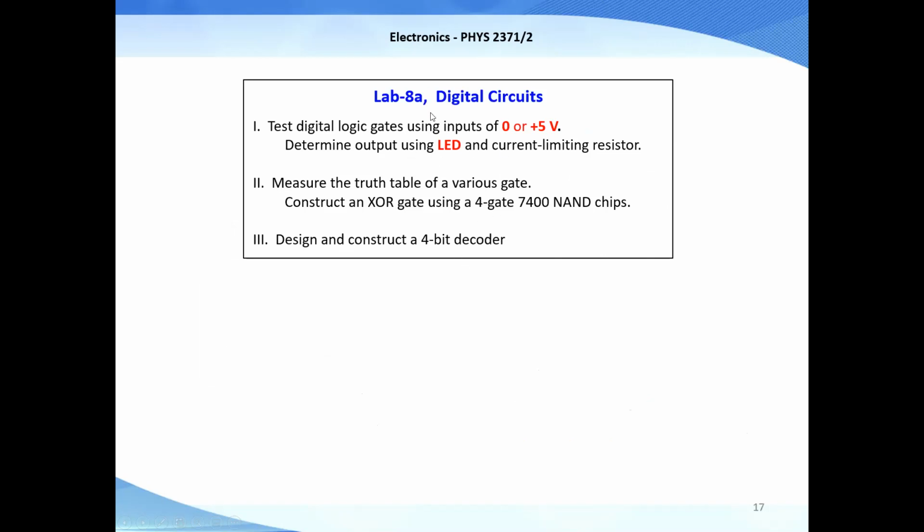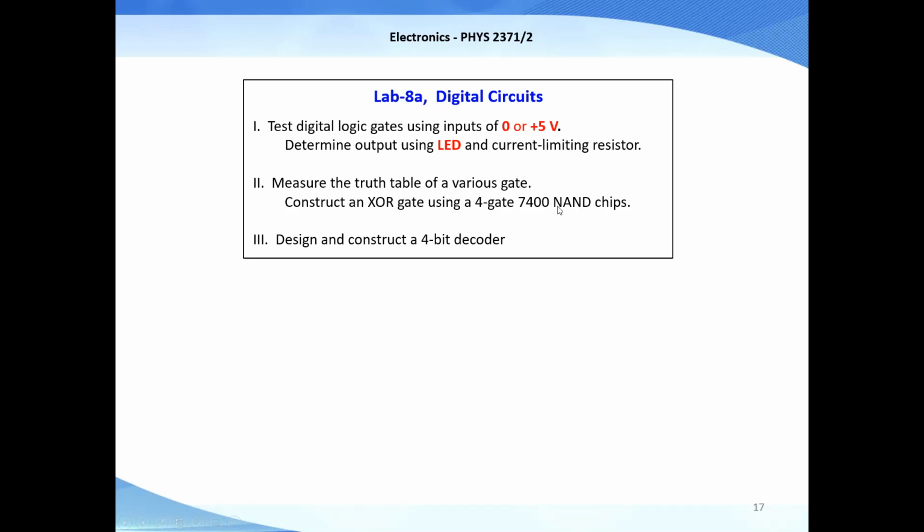Okay, so here's digital circuits. First thing you're going to do is measure where does the gate turn on and off? What voltage? So you're going to put in a variable voltage, then you're going to measure its output with an LED and a current limiting resistor. Then you're going to look at truth tables for various gates, and these are unknown gates. So you're going to see what the inputs and outputs are, and then determine which gate it is by that. Then you're going to construct an XOR gate using only these 7400 NAND chips.